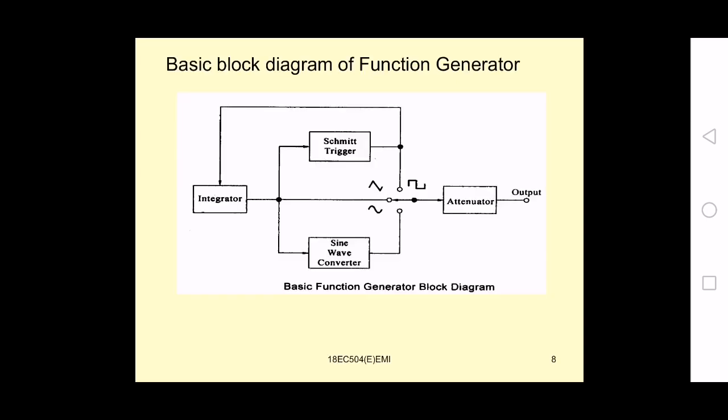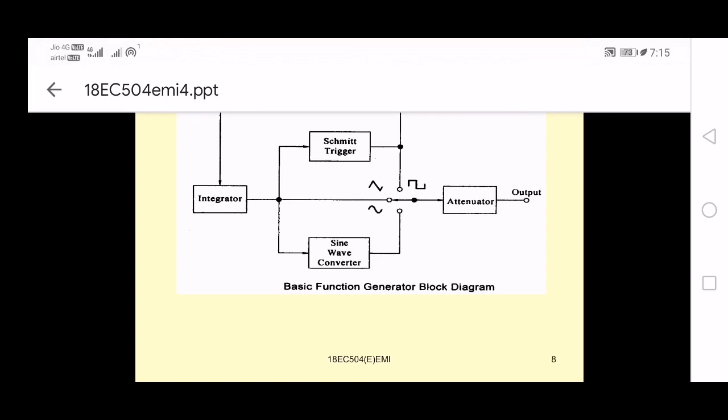So the basic block diagram of function generator looks like this. You have to generate the three signals, so for that we are using three blocks: integrator, another one is Schmitt trigger, another one is sine wave converter, and these are going to an attenuator, and finally we are getting the output.